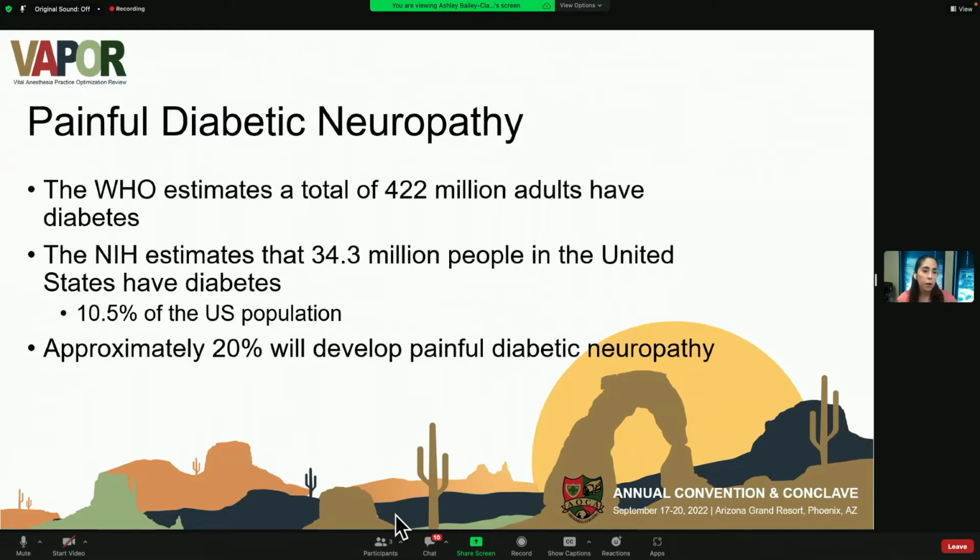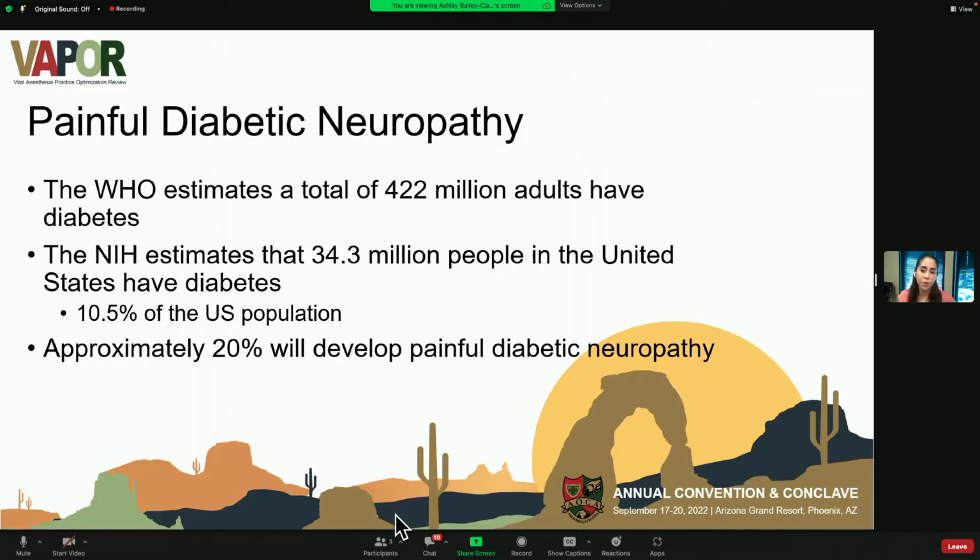For painful diabetic neuropathy, the World Health Organization estimates that a total of 422 million adults have diabetes. In the U.S., it's 34.3 million, and 10% of those are going to develop, 20% of those are going to develop painful diabetic neuropathy. It's 10% of the population in the U.S.